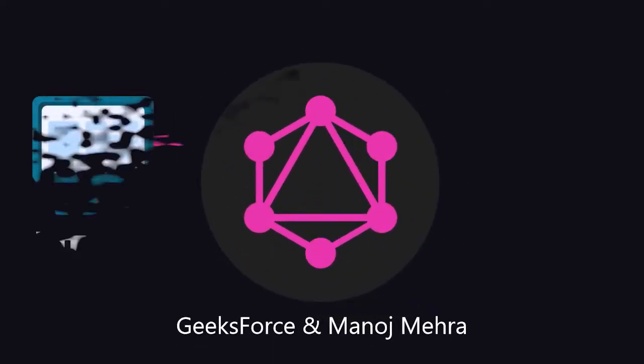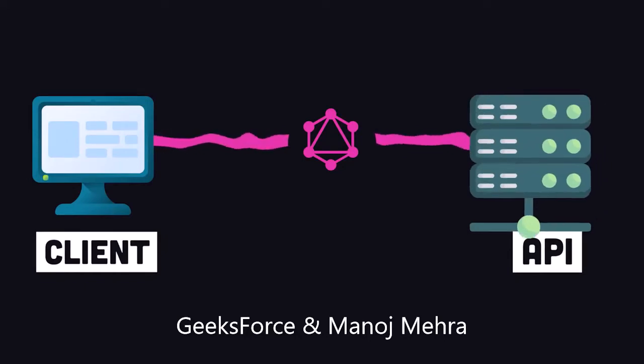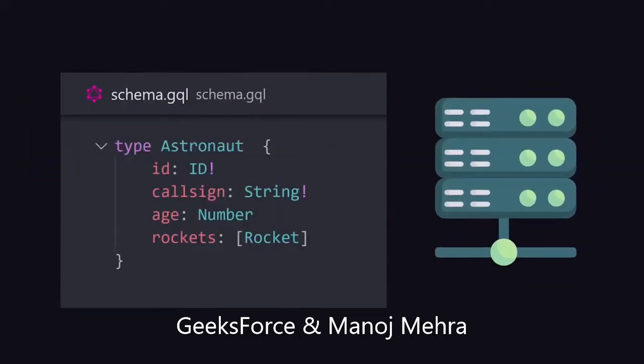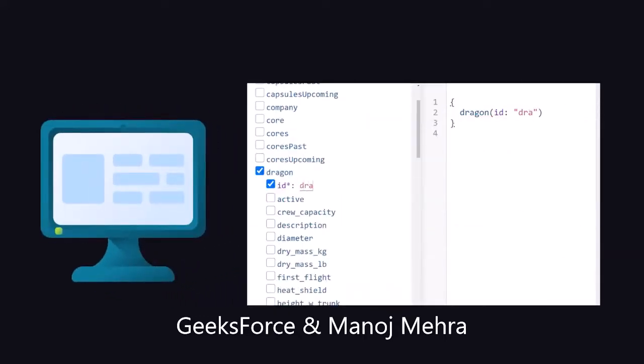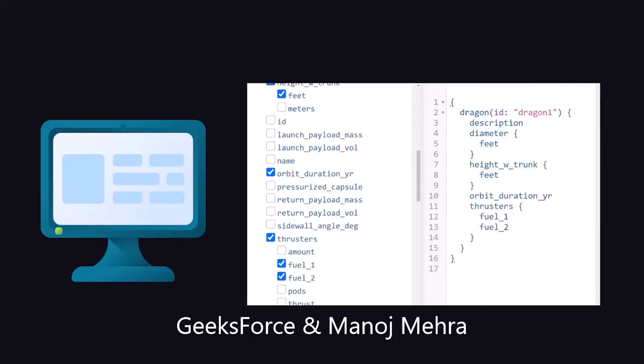GraphQL, a query language for reading and mutating data in APIs. As a backend developer, GraphQL provides a type system where you can describe a schema for your data. In turn, this gives front-end consumers of the API the power to explore and request the exact data they need.